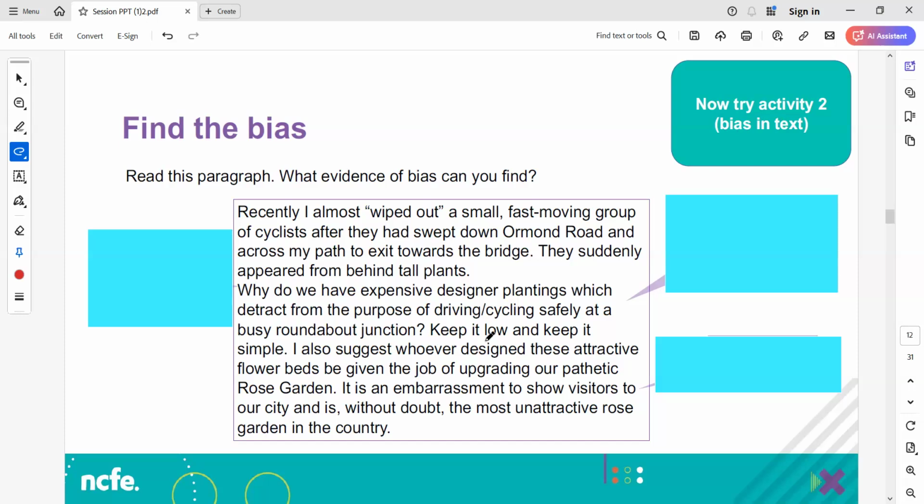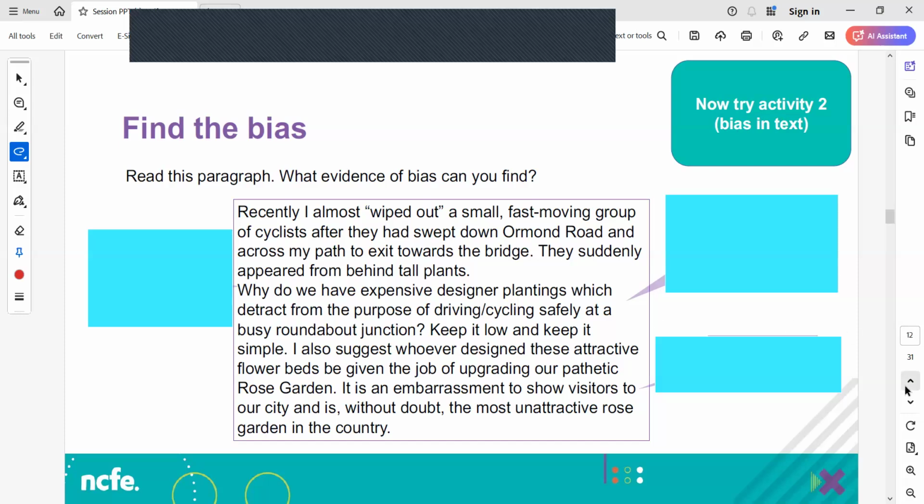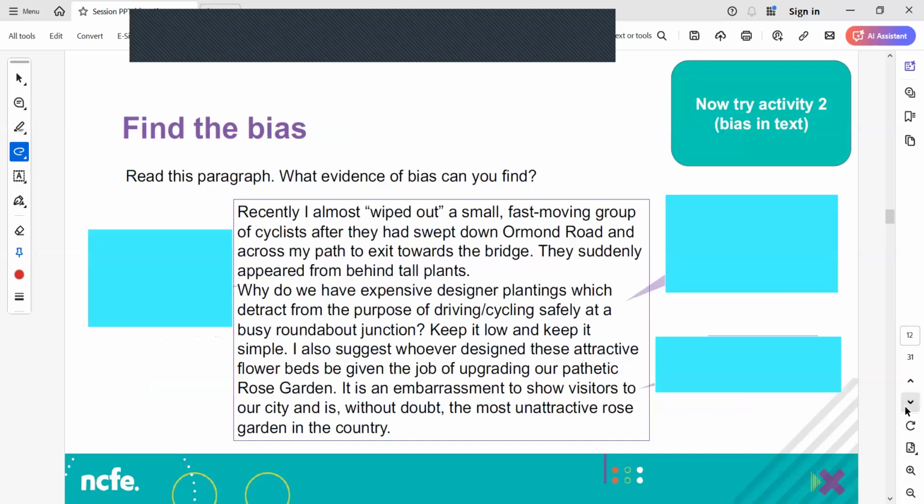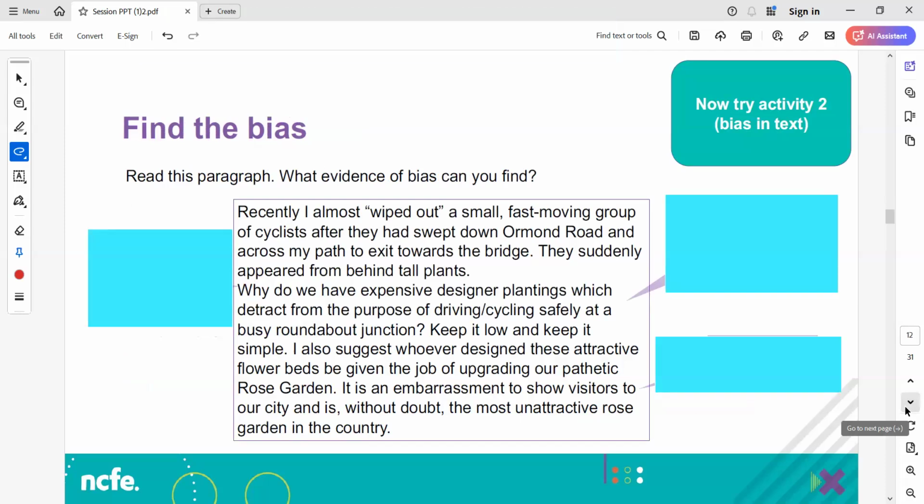Okay, so if I just go back to the previous slide. So we know this article is biased because that's what we're looking for. So these are what we are looking for examples of. So in that short text, can you see any of those features? Yeah. The first paragraph.